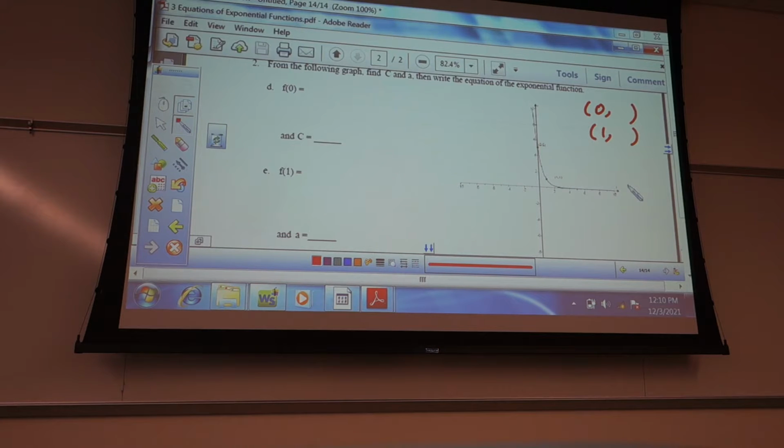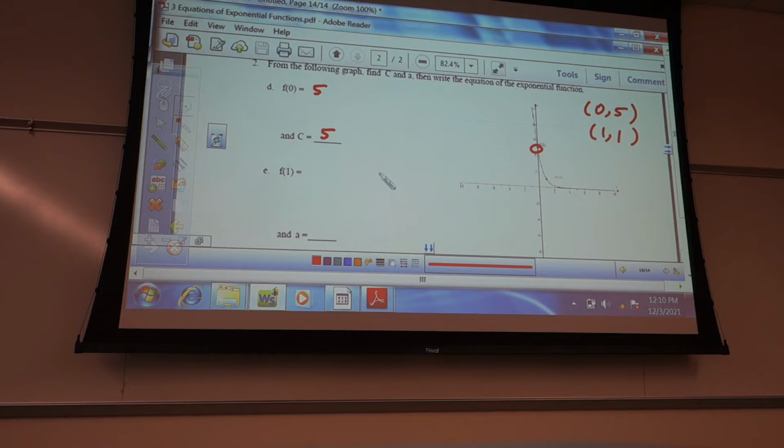So f of 0 is 1, right? Because when x is 0, y is 1. Oh, we're going over them. So that means that my c is 1, because we know that whenever x is 0... I thought it was 5. Oh, I'm sorry, you're right. That is 5, I'm just going off of my bad. F of 0 is 5. Whenever x is 0, y is 5. That's my y-intercept, that's my c. Also think of it as our initial amount, our starting amount when x is 0. So c is 5.